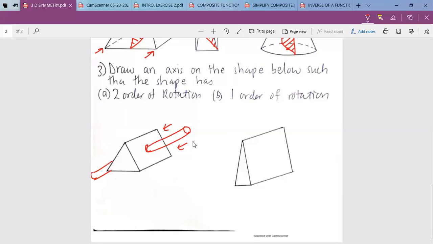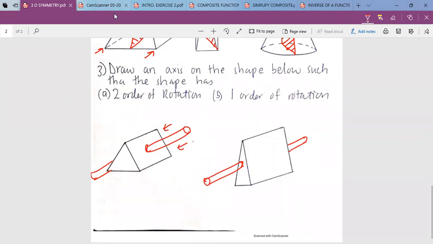B, one order. Now this one order, I cannot draw here. Because if I draw here, we have two orders, one and two. So this side will be wrong. In order to get only one order, I have to draw the axis through the side of the isosceles triangle. Why? Because I know an isosceles triangle has only one order. And this is how we were supposed to do this revision exercise, which I sent to you.